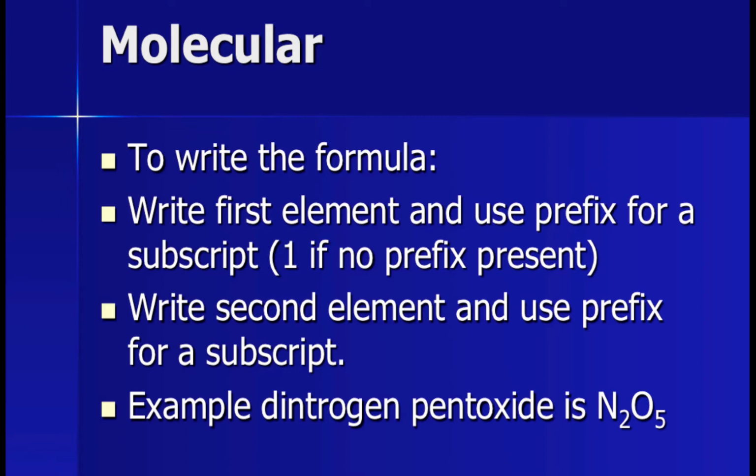These are the steps, and you can see that I've already written out dinitrogen pentoxide. And I'll give you a couple more and show you how that works. So let's give you an example that you can work. Let's go tetraphosphorus diiodide. So with that, how would you go ahead and write that formula?